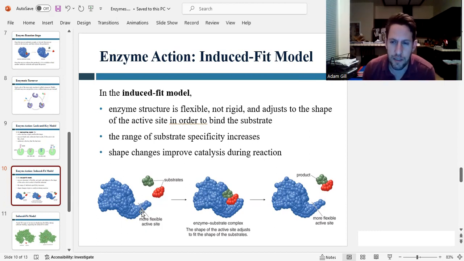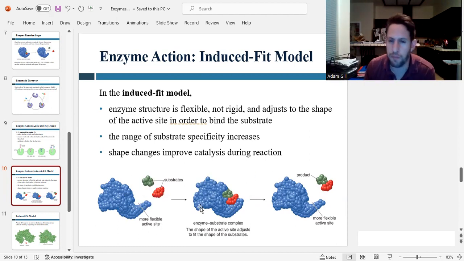This accounts for the fact that proteins, like enzymes, have a little bit of flexibility to them. And it accounts for the fact that you can have substrates with slightly different shapes that both will fit the active site. So enzyme, substrate binds, enzyme changes shape ever so slightly to fit them better, then catalyzes the reaction, goes back to its original shape, and lets go of the products.